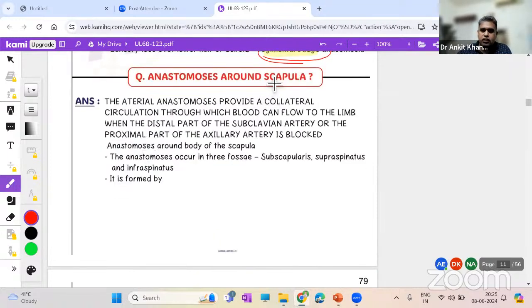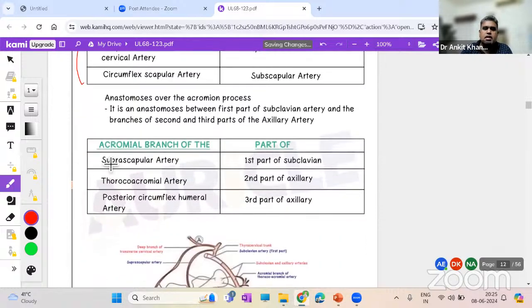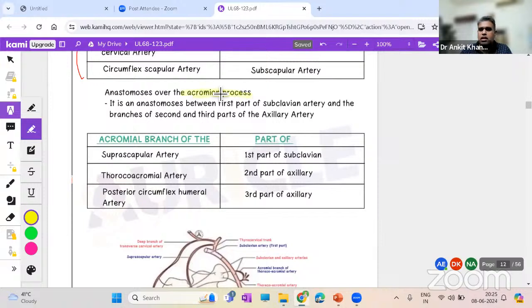This we have already done, the artery part that we did last time, the anastomosis around the scapula over here. Just see the images over here. So they are the various branches which are contributing to the anastomosis. And you can add a small contribution by the anastomosis around the acromion process. That also you can add. These are the various branches which add on to it.